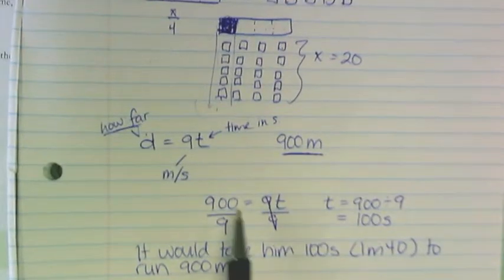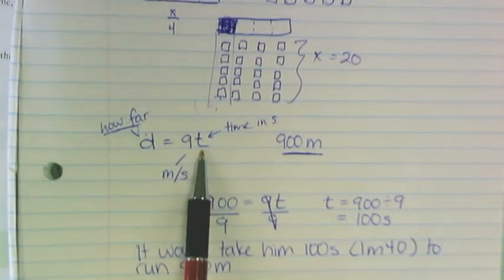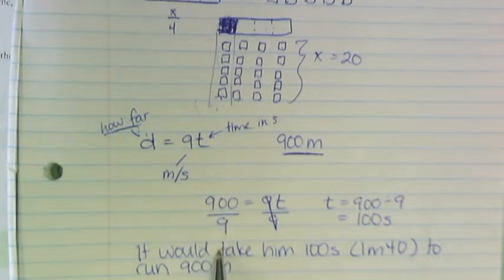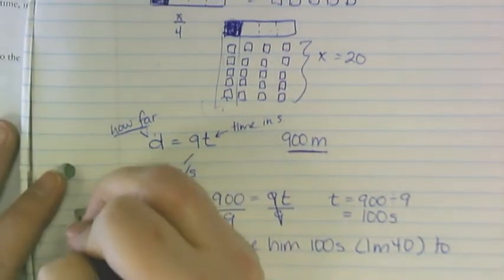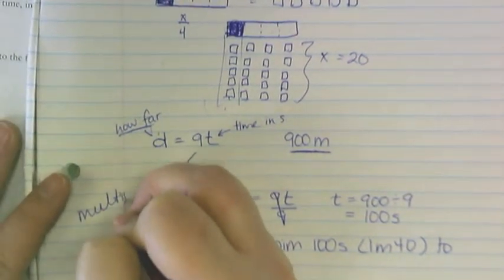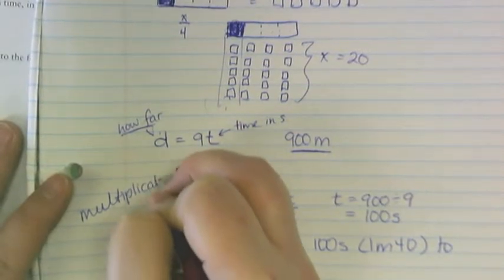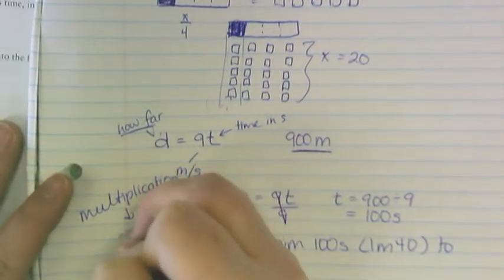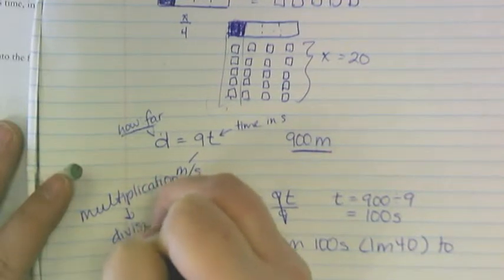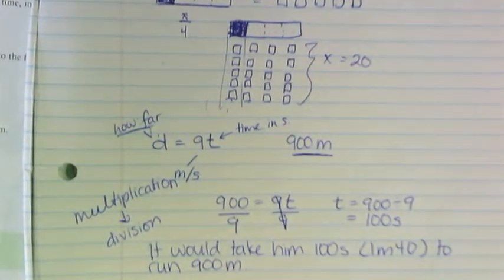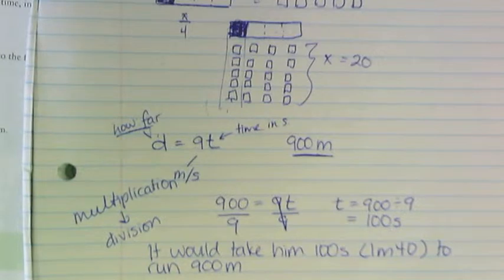So when we're dealing with multiplication in our question, we do the opposite operation. We divide. Okay, multiplication to division. If we're dealing with division, what are we going to do?